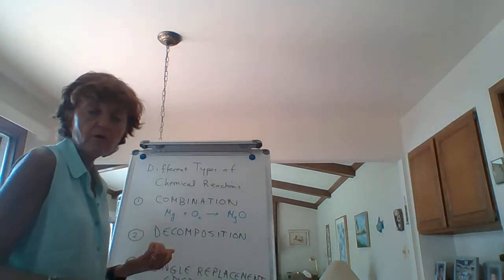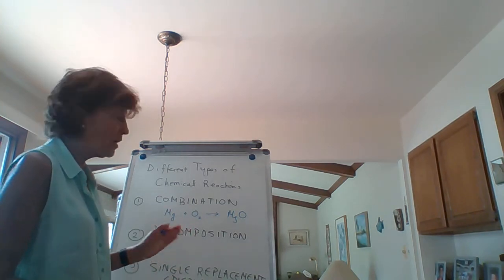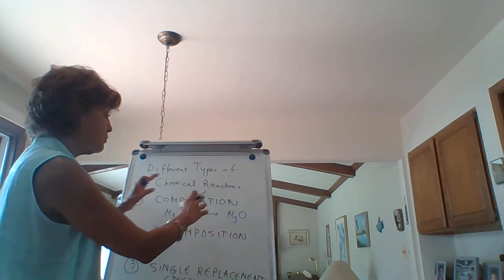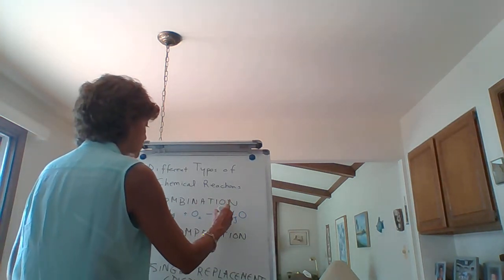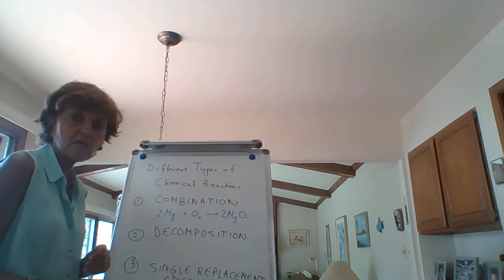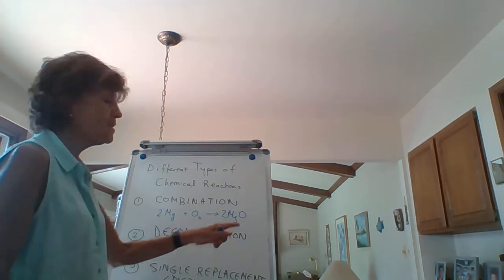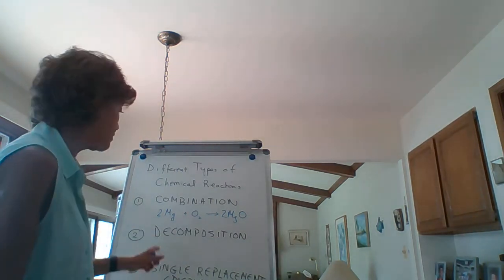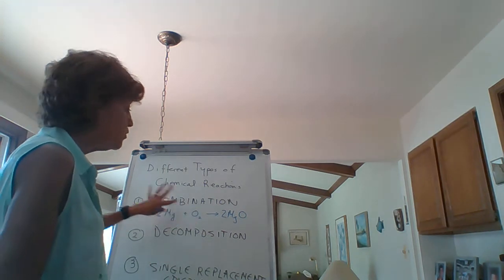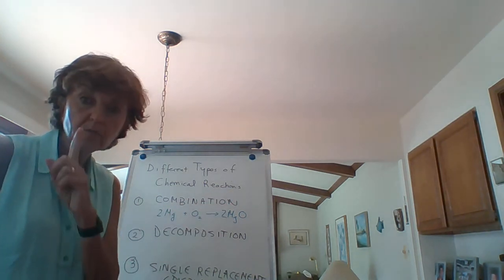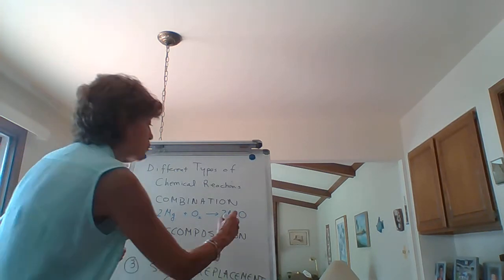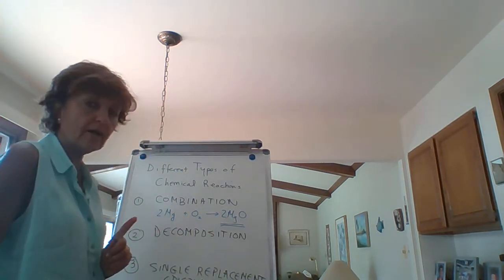We remember that we have to balance chemical equations. We can't mess with the subscripts, we put coefficients. So if you put a 2 here and a 2 here, this is a balanced chemical equation. This is an example of a combination reaction because you have 2 reactants, but only one product. That's the key, just one product, okay?